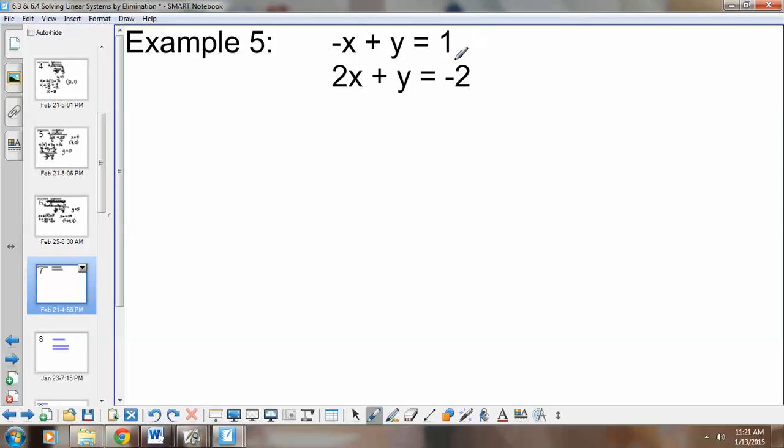Okay. To do that, Mika, what do we need to do to the first equation? Multiply by negative 1. Very good. So multiply that first equation by negative 1. Could we multiply the second one by negative 1? Yeah. Awesome, that would be fine too. We picked the first one, so we have negative x times negative 1, the positive x. Negative 1 times y is negative y. And negative 1 times 1 is negative 1.